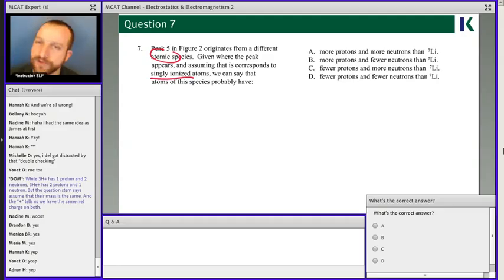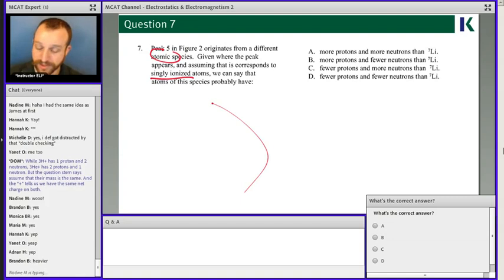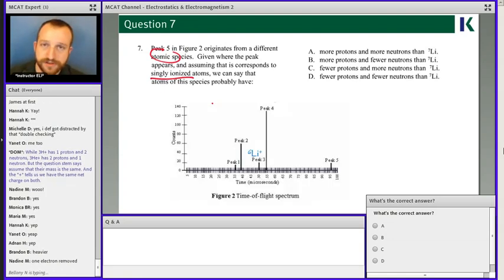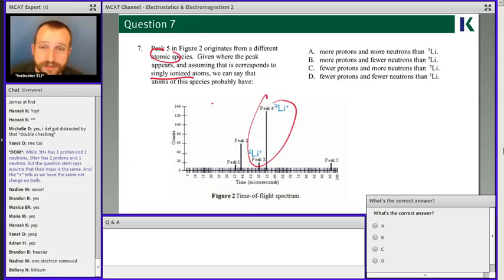Oh, what a beautiful question, because they're giving us what relationship we should be caring about. There's only one relationship left, and it's weight. Exactly right, Brandon. Because if it's singly ionized, then it matches up with the singly ionized species we already have in 3 and 4. So it's got to have a difference in weight.